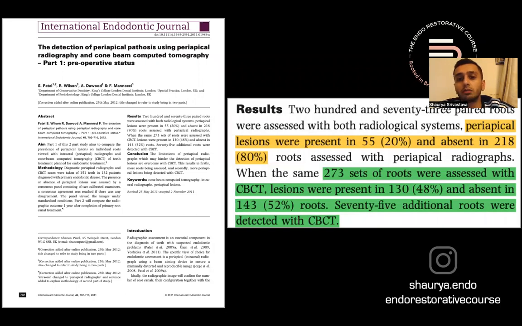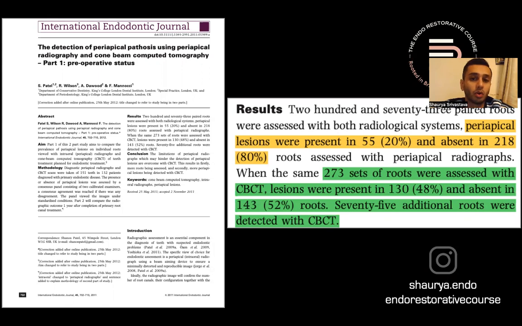On 2D, they only found a lesion present in about 20% and absent in about 80% of them. But when the same ones were looked at on 3D, they found about 48% had lesions present and 52% absent. So there was more than a 100% rise in the amount of lesions that we saw on a 3D scan or a CBCT compared to 2D radiology.